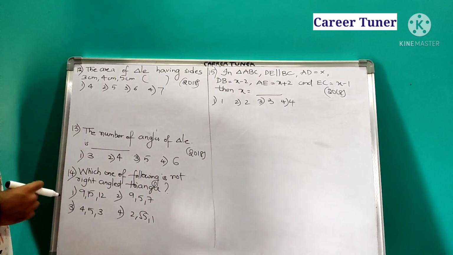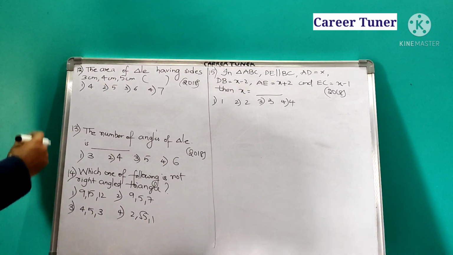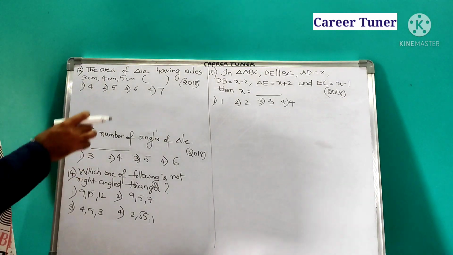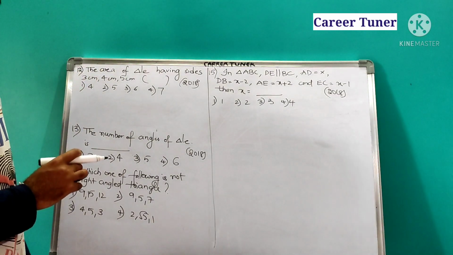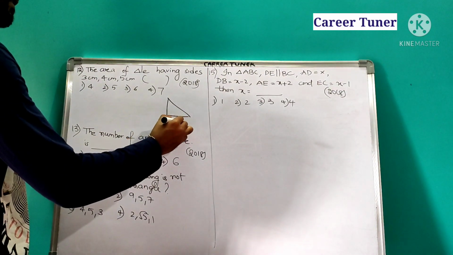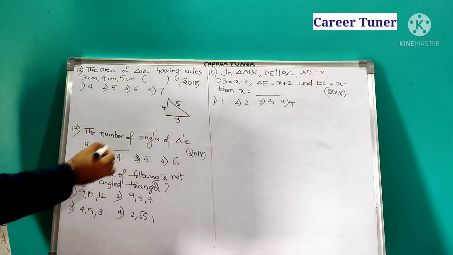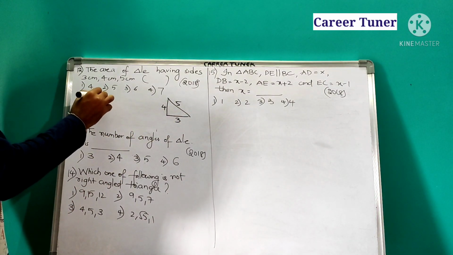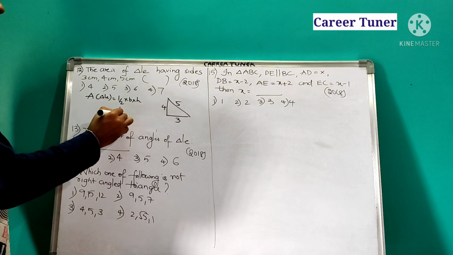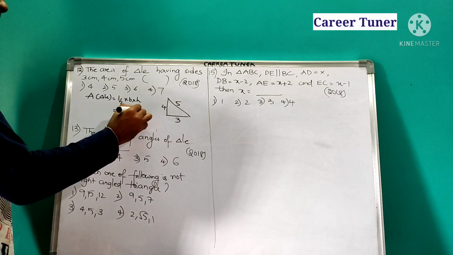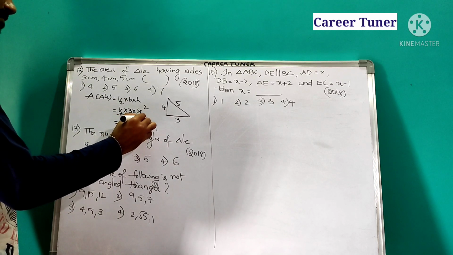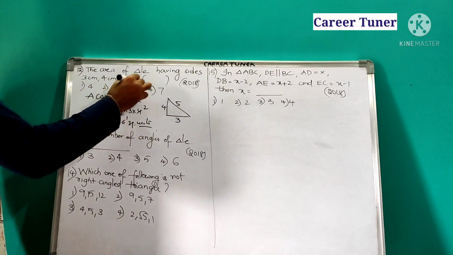Our 12th question: the area of a triangle having sides 3 centimeters, 4 centimeters and 5 centimeters. Now you see 3, 4 and 5 represent a Pythagorean triplet. Since it is a Pythagorean triplet, it is a right angle triangle. Therefore we will take 3, 4 and 5. What is the area of triangle formula? Area of triangle is equal to half into base into height. So half into base 3 into height 4. 2 ones are 2, 2 into 2 is 4, 2 times... so it is 6 square units. Here the unit is centimeters. So 6 is the answer.